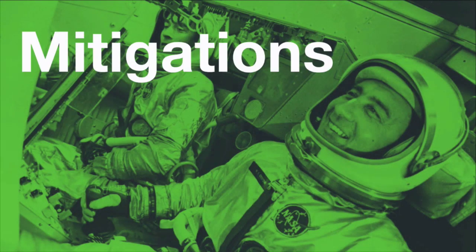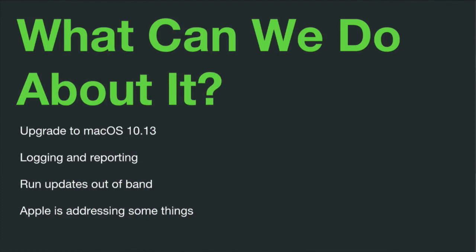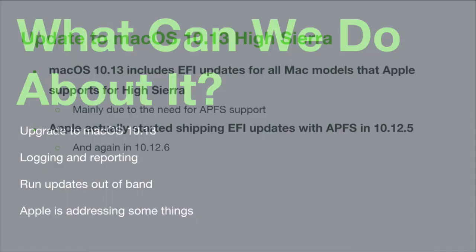Mitigations. We've spoken about a lot of problems. Pepijn is going to tell you how to fix things and make everything right. Yeah, we wanted to look at what is being done by Apple about these issues, and what we can do to help folks discover this and do some mitigation. We'll go through this real quick. Upgrading to macOS 10.13 is a good first step. Then logging, reporting, running updates out of band, and also some of the things Apple is doing is helping, and this refers back to EFI check as well.